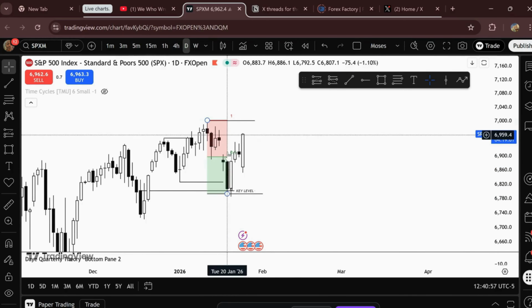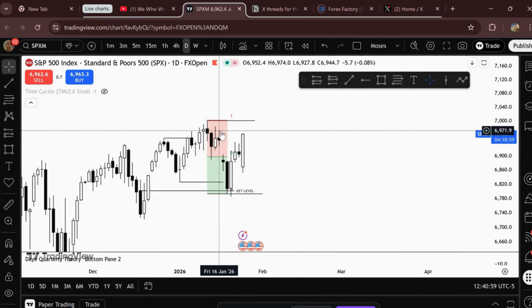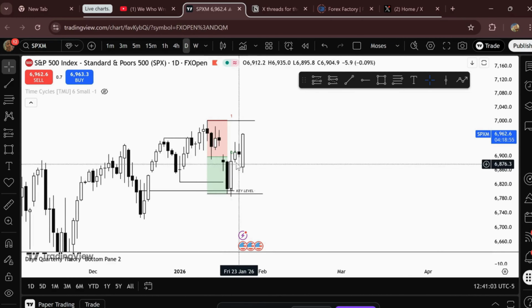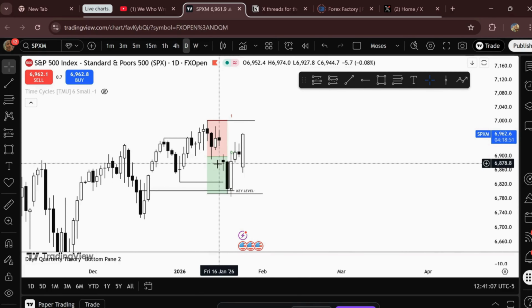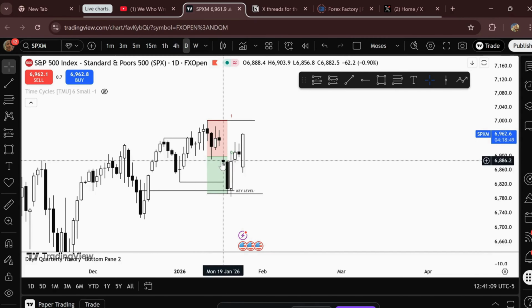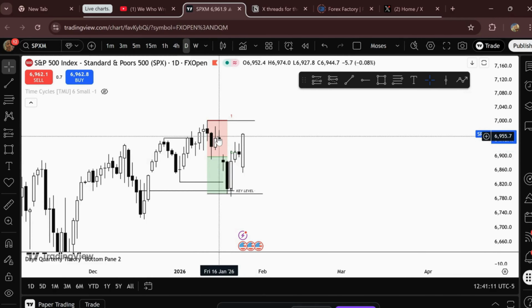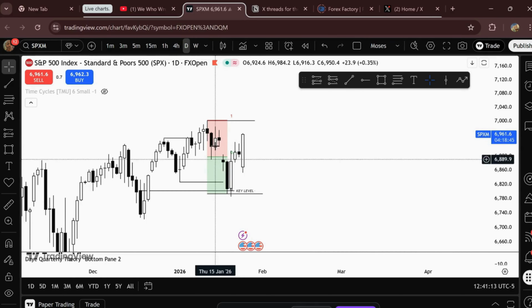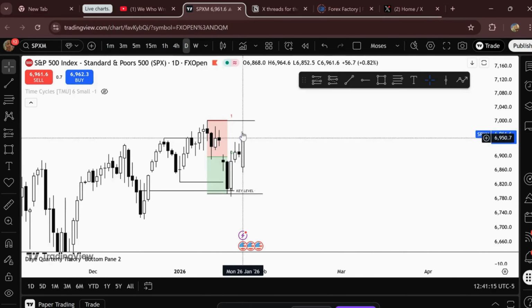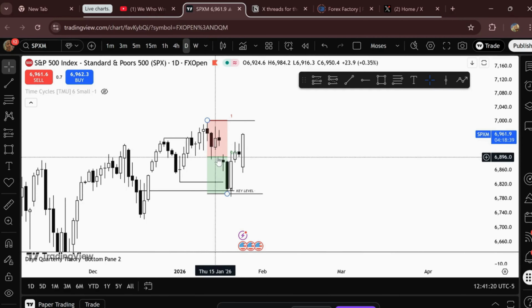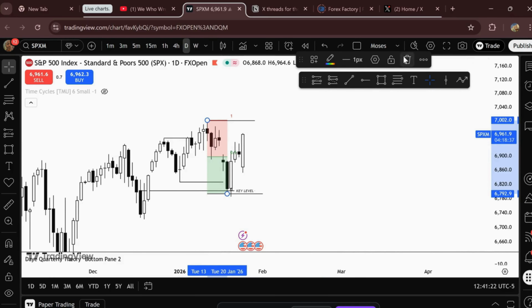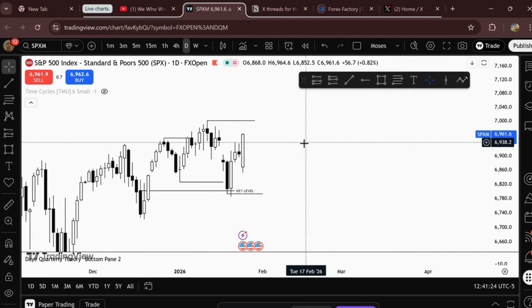So judging by what we said, are we at a premium or are we at a discount? Certainly we are at a discount. Anything below the 50% of the dealing range is discount, and anything above the 50% of the dealing range is the premium, right? Now the next question we want to find out is whether price swept liquidity.